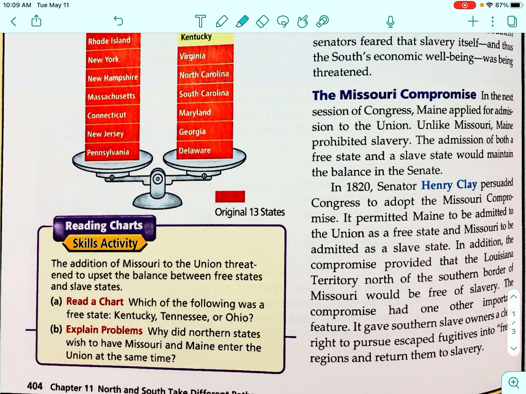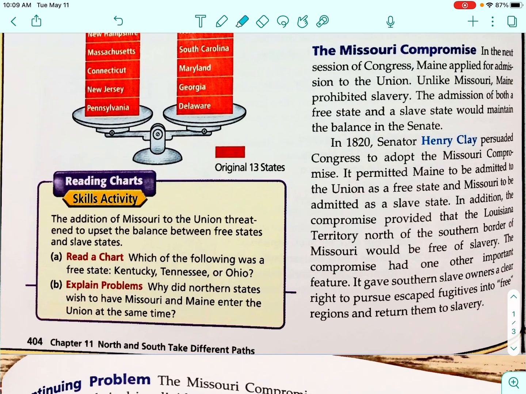In 1820, Senator Henry Clay persuaded Congress to adopt the Missouri Compromise. It permitted Maine to be admitted to the Union as a free state and Missouri to be admitted as a slave state. In addition, the compromise provided that the Louisiana Territory north of the southern border of Missouri would be free of slavery, and the compromise had one other important feature. It gave southern slave owners a clear right to pursue escaped fugitives or runaways into free regions and return them to slavery.